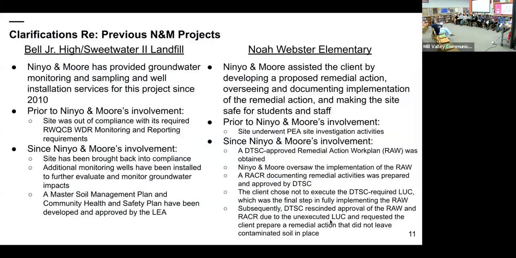So we've worked on 9 school sites that have landfills related to them. 8 of those are in California, and we have provided services on those similar to what we're providing on Mill Valley, which is site investigation and remedial planning.